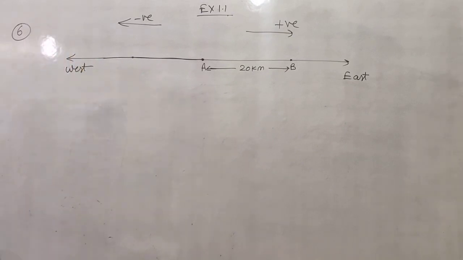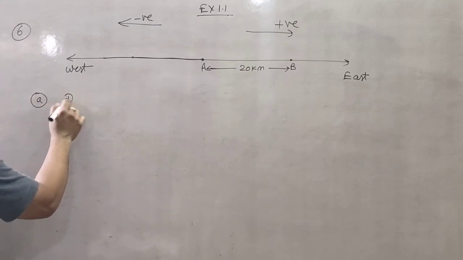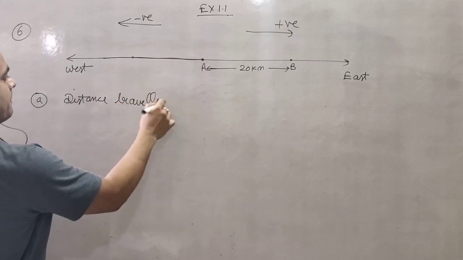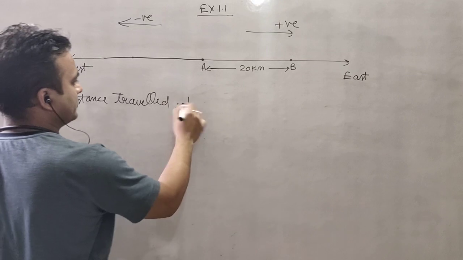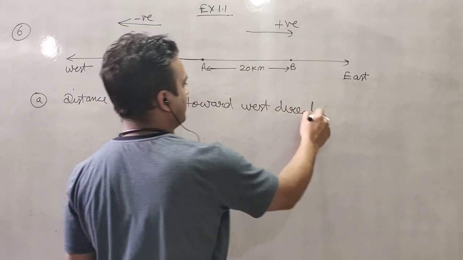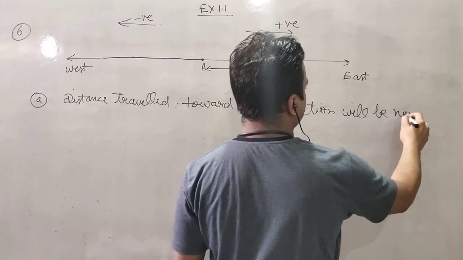So this is the first part. Then how will you represent the distance traveled towards west? We will represent the distance in negative form towards west. So you will write it like this. This is the first part: the distance traveled towards west direction will be negative.